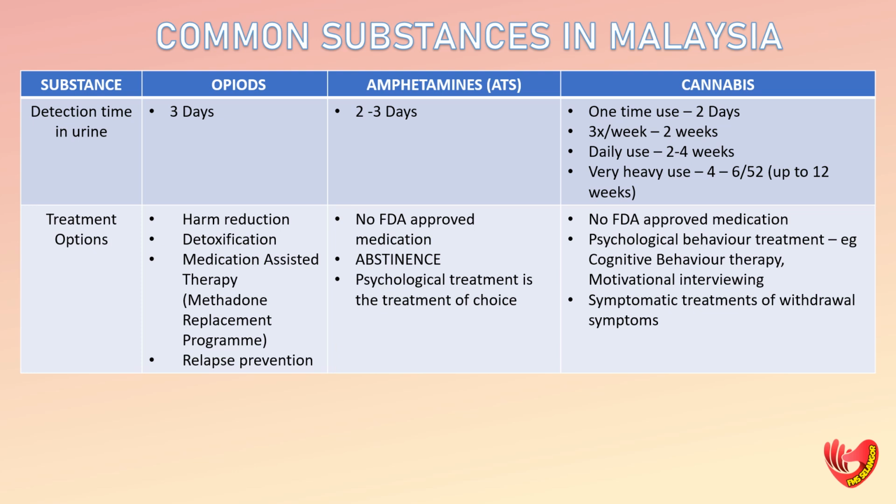Treatment options are similar in both ATS and cannabis use disorder, where the mainstay of treatment is psychological and medication is only for symptomatic relief or to treat comorbid psychiatric conditions. Opioids, on the other hand, is different due to the harm reduction method that includes medication-assisted therapy, specifically the methadone replacement program, which will be explained deeper in part 2.